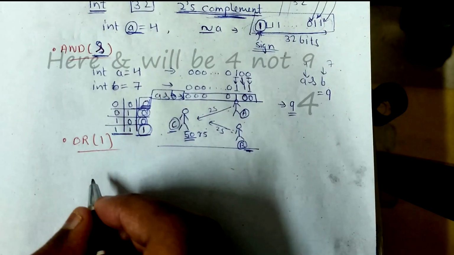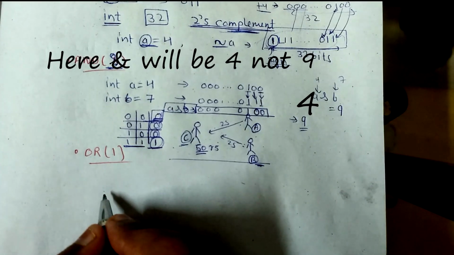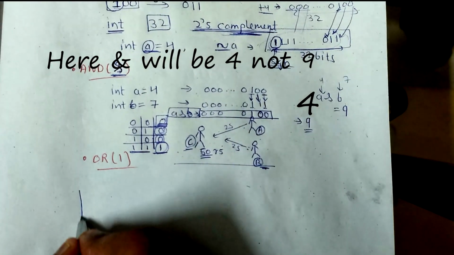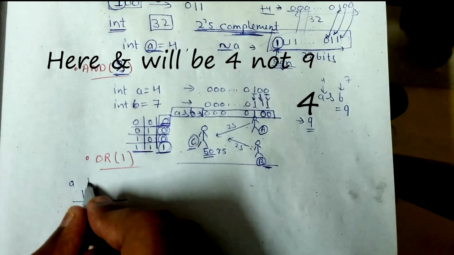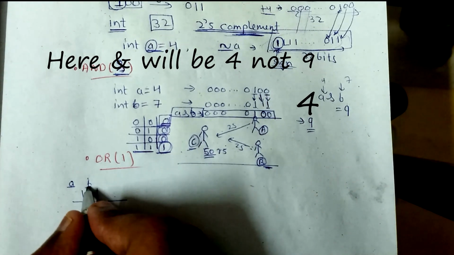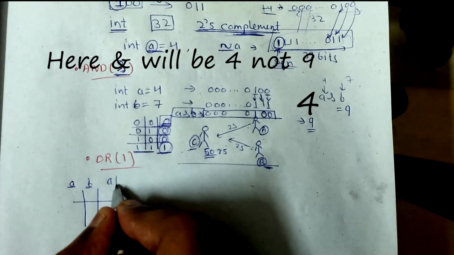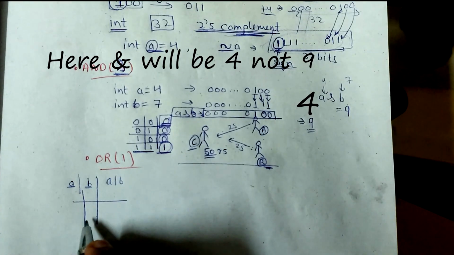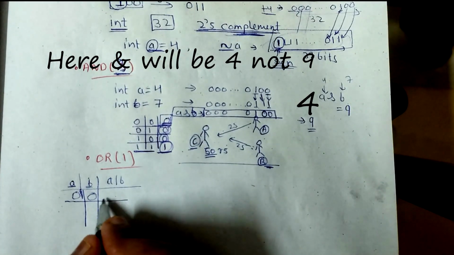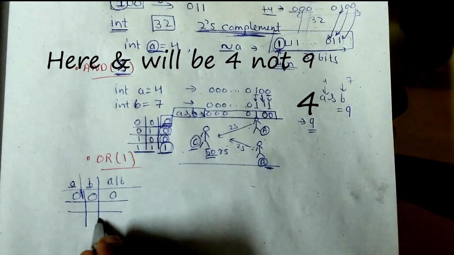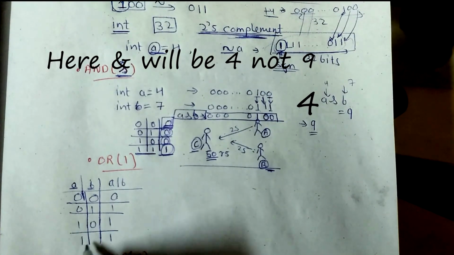Now let's look at bitwise OR. So in this case, first I will draw the input-output table. This is a bit of A, this is the corresponding bit of B, and this is going to be our corresponding bit of A or B. Okay, so if both are 0, then it's 0, otherwise it's 1 in all other cases.